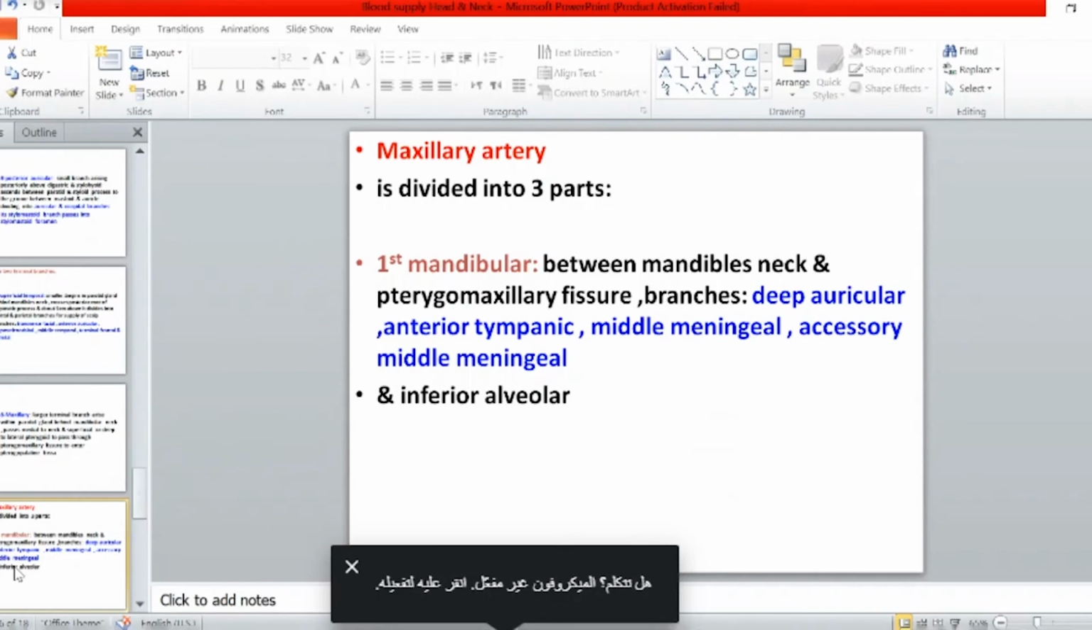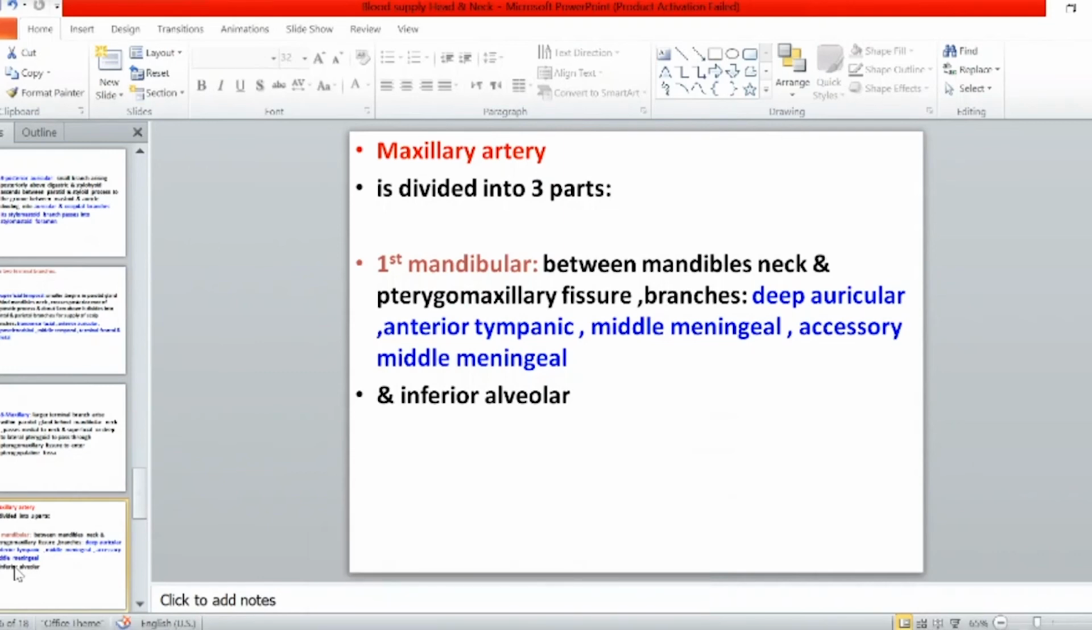The middle meningeal enters through the foramen spinosum into the cranial cavity for the supply of the meninges of the brain. Accessory meningeal, again from its name, accessory, because sometimes it is not present. It passes through the foramen ovale with the mandibular nerve, enters again the cranial cavity for the supply of meninges, and then finally it gives rise to the inferior alveolar.